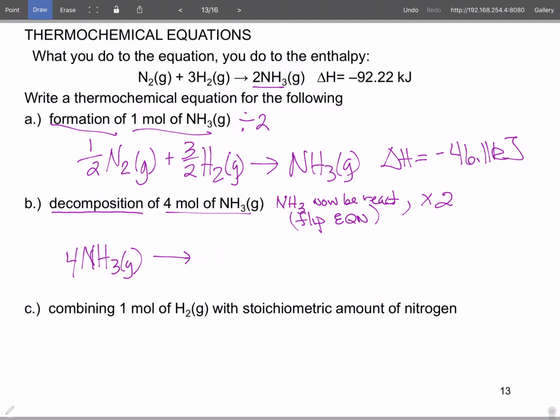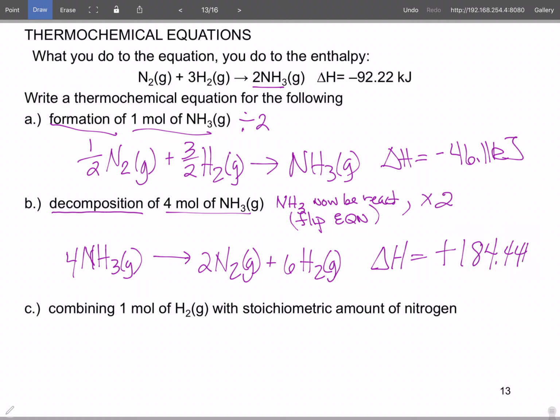So we've got this, and so that means we have 2 N2 gases plus 6 H2 gases. And so if we're going to flip delta H, then it was negative, so it's going to become positive, and we multiplied it by 2, so we end up with double the amount. So now we ended up with positive 184.44 kilojoules because we flipped the sign, and we multiplied it by 2.